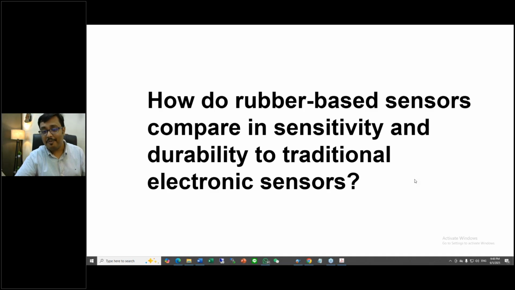Now coming to durability also. To be very honest, if you are talking about metallic sensors or ceramic based sensors, depending on the application area where you want to use these sensors, it might not be that good.